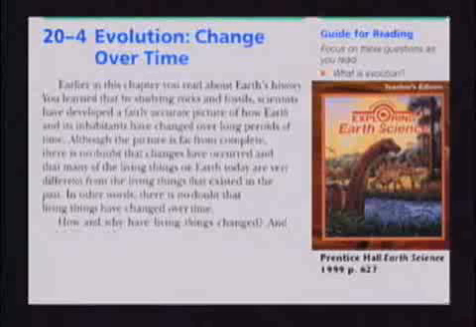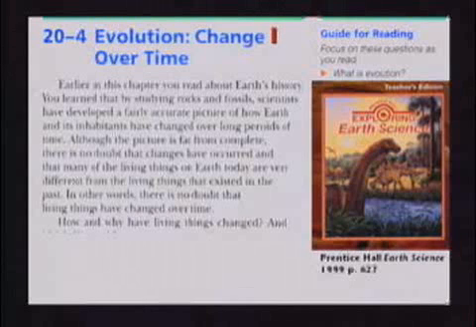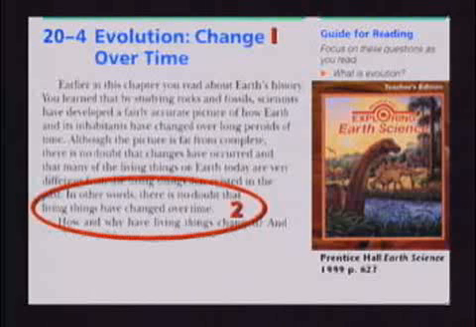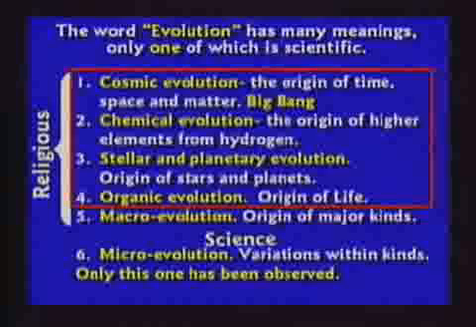They're going to say, evolution is descent with modification. That's deceitful. That's not really what they mean by evolution. This textbook says, evolution is change over time. First definition. Watch how they change the definition now. In other words, living things have changed over time. Wait a minute. What happened to the first 4 stages? You're going to skip all the way down to living things and just assume the first 4 happened?